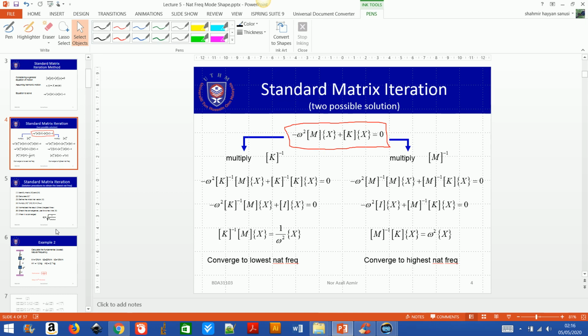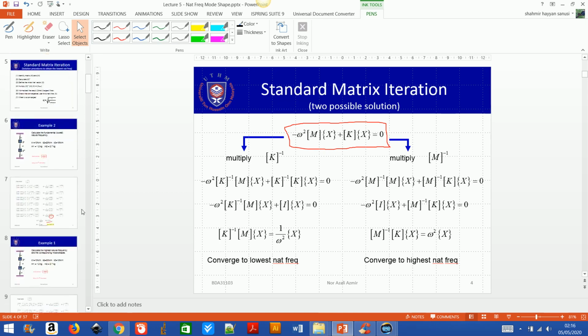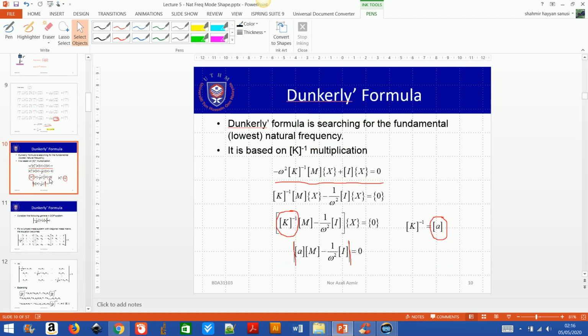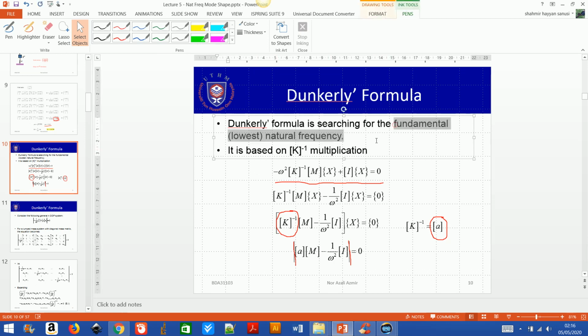Alright, now let's look at the second approach, which is the Dunkerly formula. Basically, with the Dunkerly formula, you can only get the fundamental or lowest natural frequency. In the matrix iteration method, you can get either the highest or the lowest natural frequency. But using the Dunkerly formula, you can only get the fundamental or the lowest natural frequency.